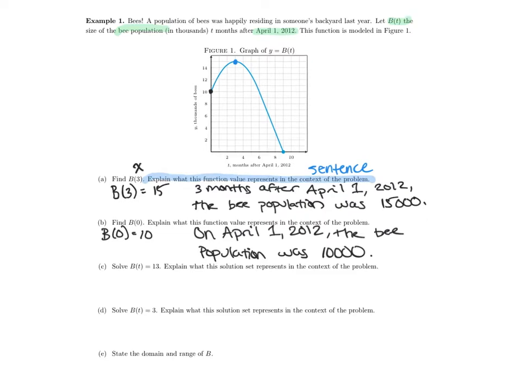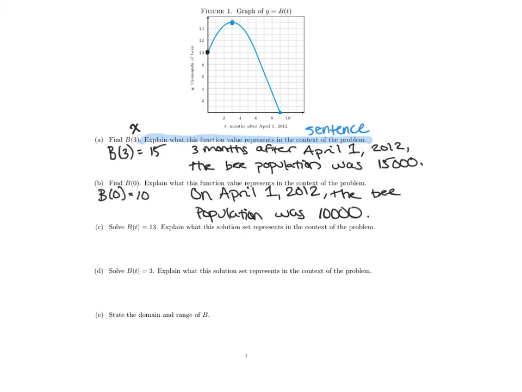Now the next two are a little bit more exciting. Solve for B of t is equal to 13. So this is giving us our y value, and we want to find the x values that go along with it. I'm going to be drawing this on the graph in red. I'm looking for when my y value is 13, so B of t is 13 right here. If I draw a dotted line across the graph, I see this happens in two spots. This happens right here and right here.